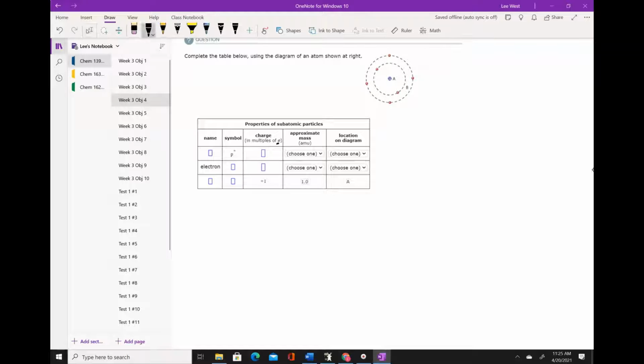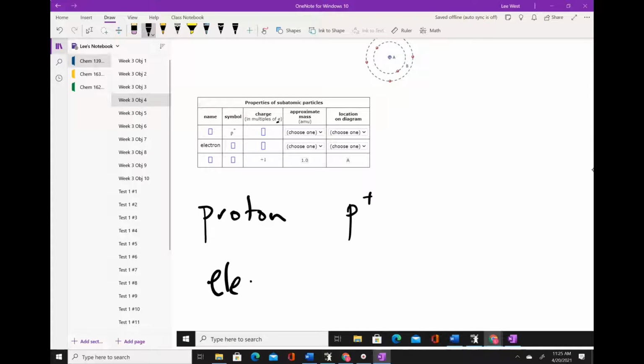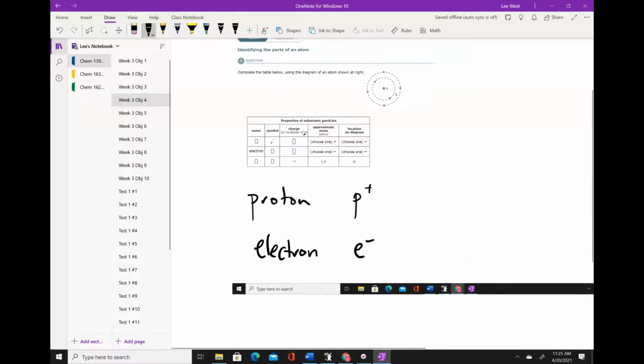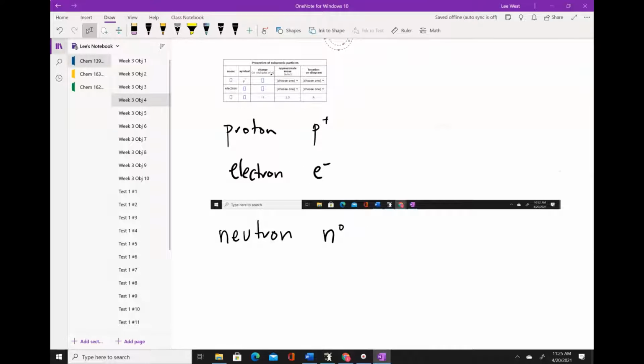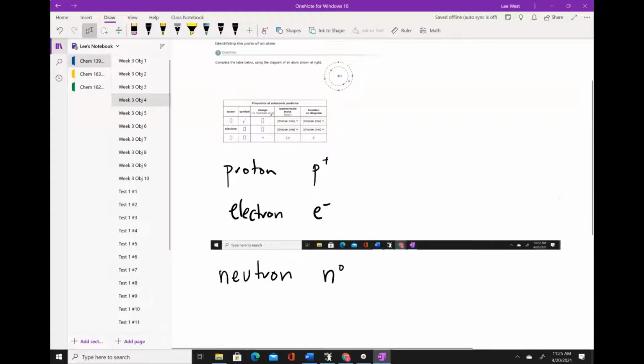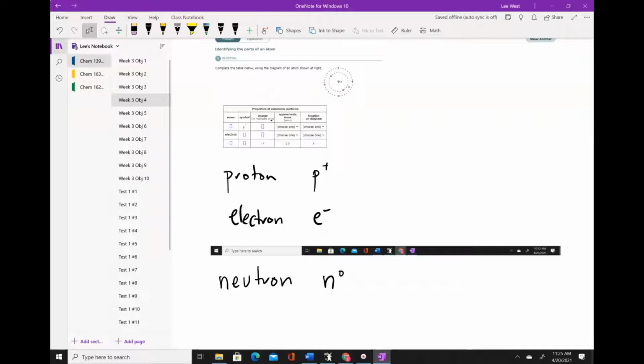So the first thing is we have 3 subatomic particles. We have the proton, we have the electron, and then we have the neutron, like so. All right, and so that's it, right? Now this is the name and this is the symbol. This is the name, this is the symbol, this is the name, this is the symbol.